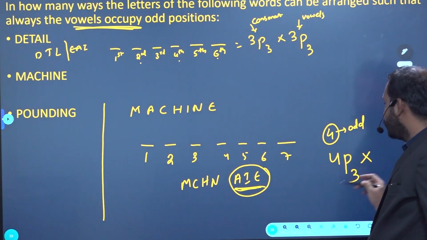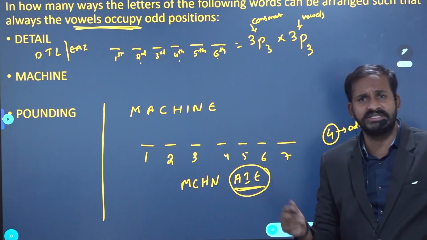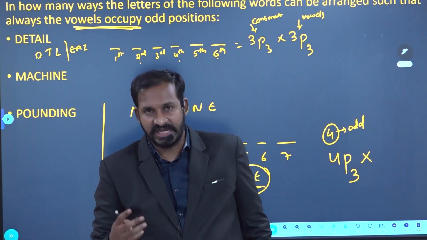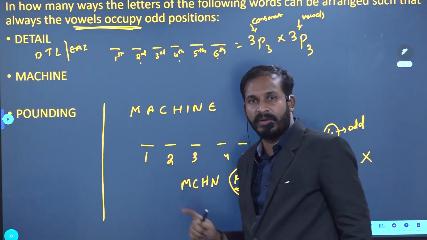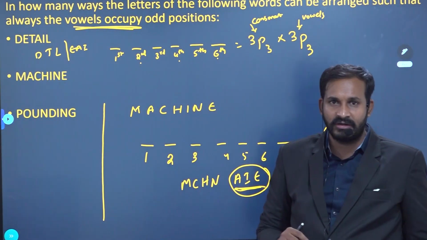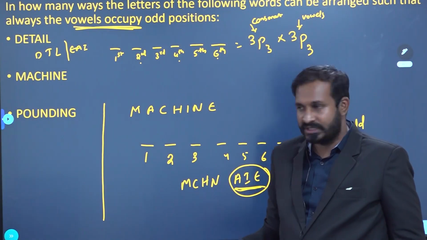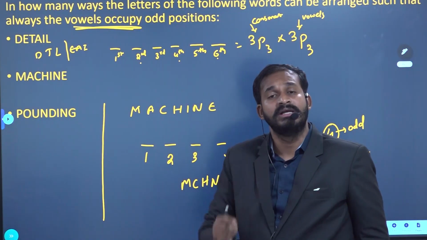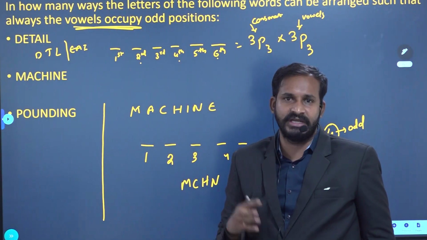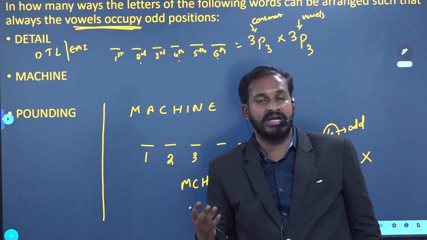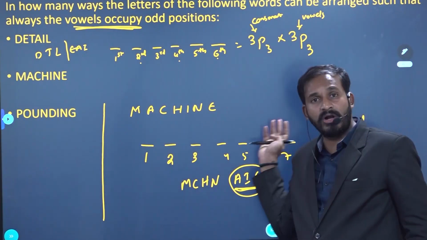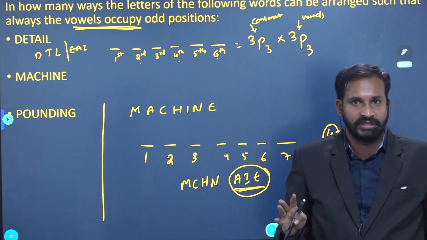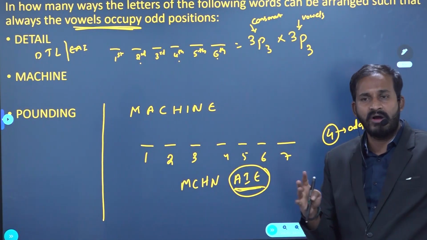And next, the remaining 4 consonants can be arranged. See, there is no rule here. What happens actually is definitely one consonant will occupy an odd position. Am I correct or not? Why? Because I have 4 consonants and I have only 3 even positions. What about that 4th consonant? Definitely it should occupy an odd position. There is no other choice. There is no condition that a consonant should not occupy odd positions. Yes, consonants can occupy the odd position. There is no doubt in that.